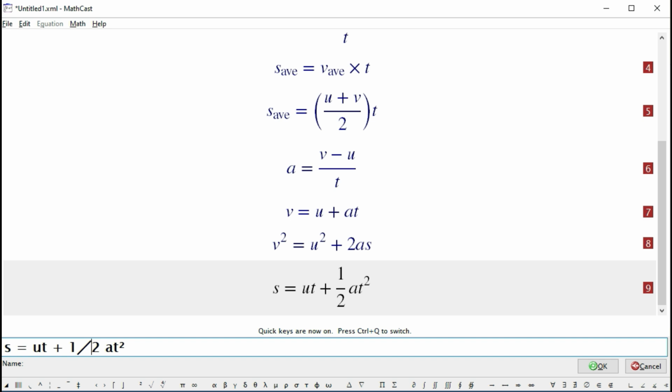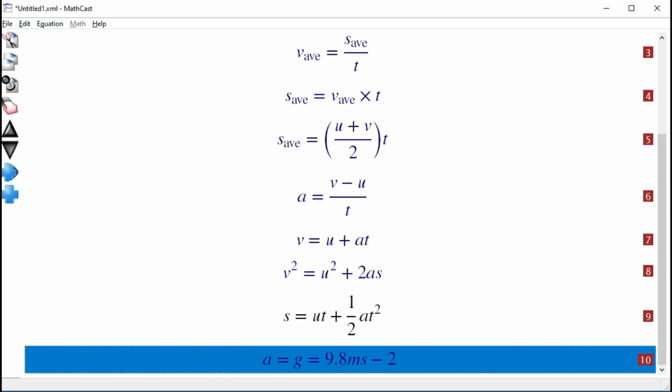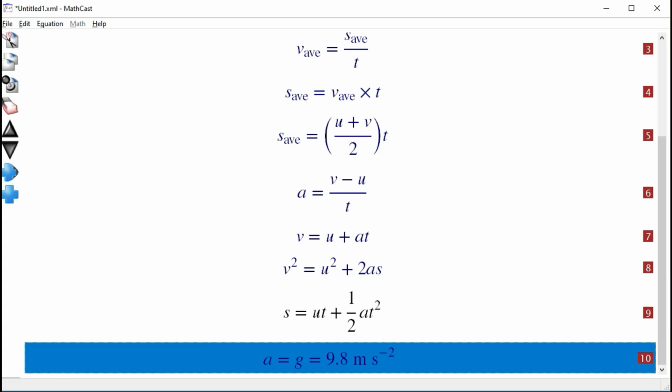But let's put in some values. Acceleration is g, which is 9.8 meters per second to the -2. And we know from last time that it doesn't look very good. You have to start putting in quotation marks and spaces, and a space between a meter and a second, and then a quotation mark here to finish off with, raised to the power, and because there's more than one item, it's to the power -2. Happy days. A is g is 9.8 meters per second squared.